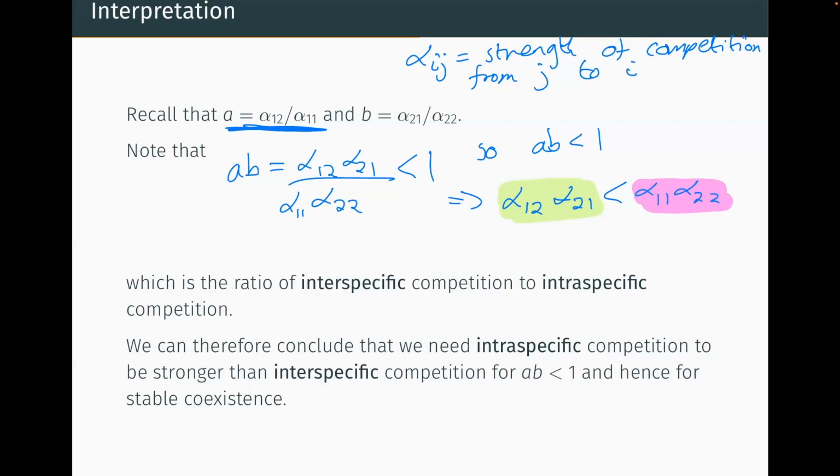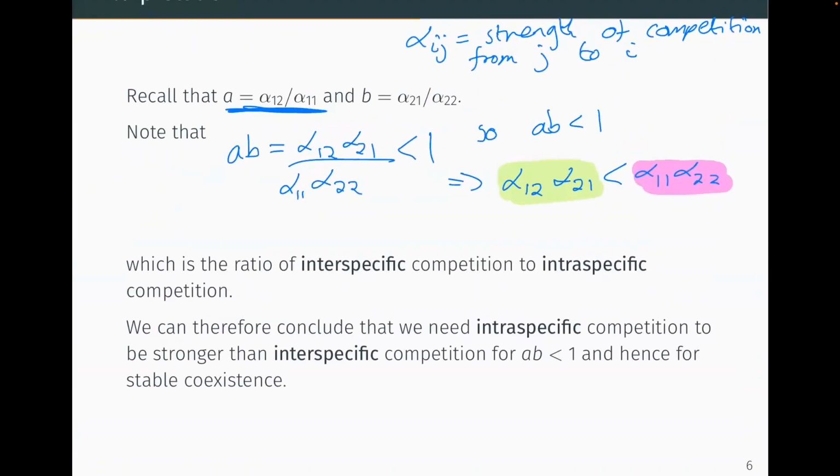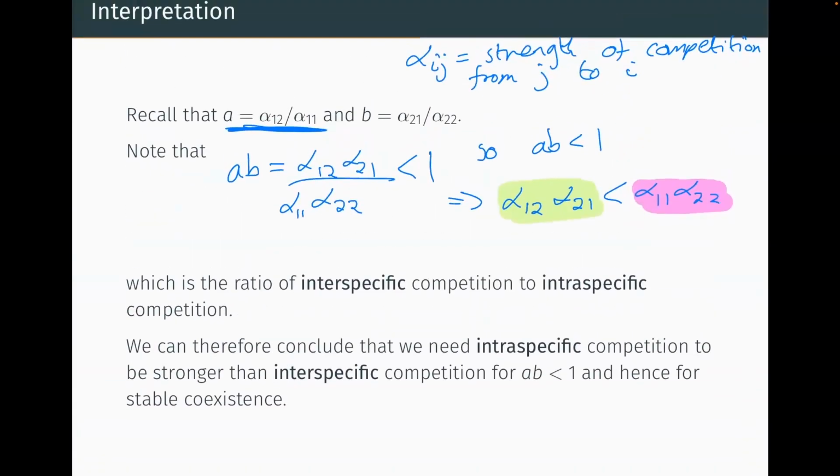Or a classic example of this is Darwin's finches, which I don't think I have in here. Maybe I had them in the previous lecture. Darwin observed on the Galapagos Islands that different finches had evolved different beaks, and those beaks allowed them to specialize on different seeds.